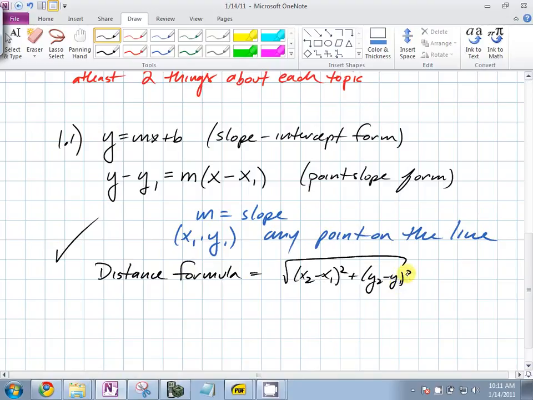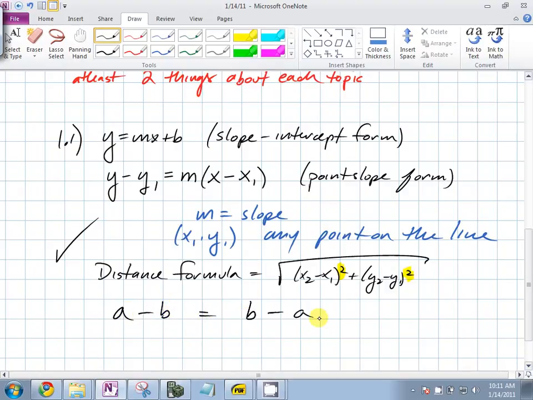How many people have used that before? y1 minus y2. There's a question for you. Does it matter which order you do it in? Yeah, I don't know. Why doesn't it matter? What are you doing to each of the differences? Square. Square. What's the relationship between A minus B and B minus A?